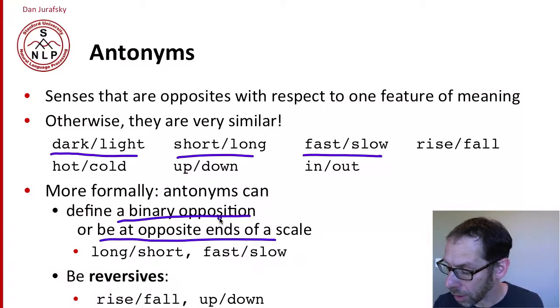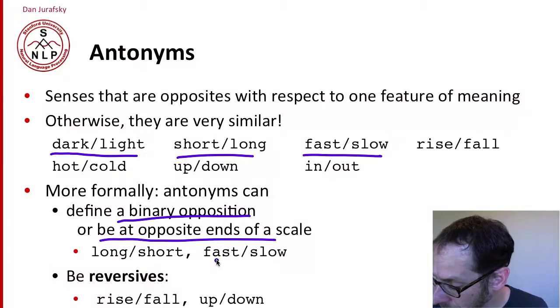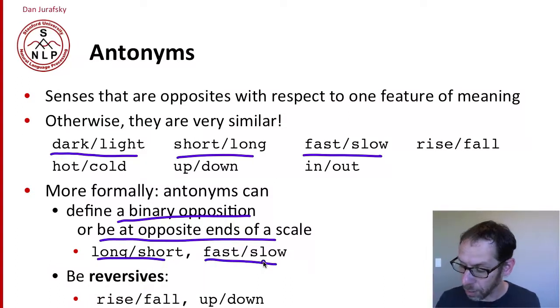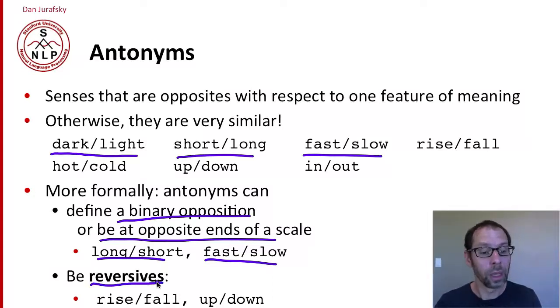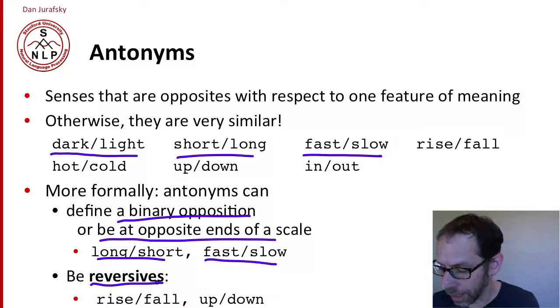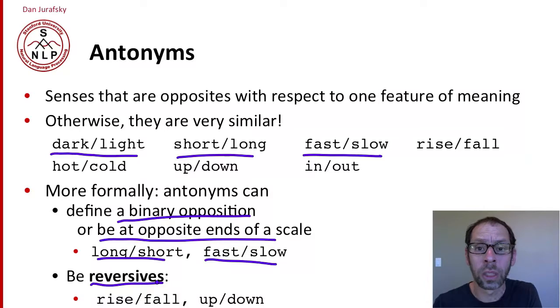So two kinds of antonymy. In long and short and fast and slow, we have this binary opposition, or they can be reversives. So in a verb like to rise or to fall, or the words up and down, they're not at different ends of the scale, they're different directions. So we say they're reversive directions. So two kinds of antonymy. Again, relationships between senses, a specific kind of relationship between senses.